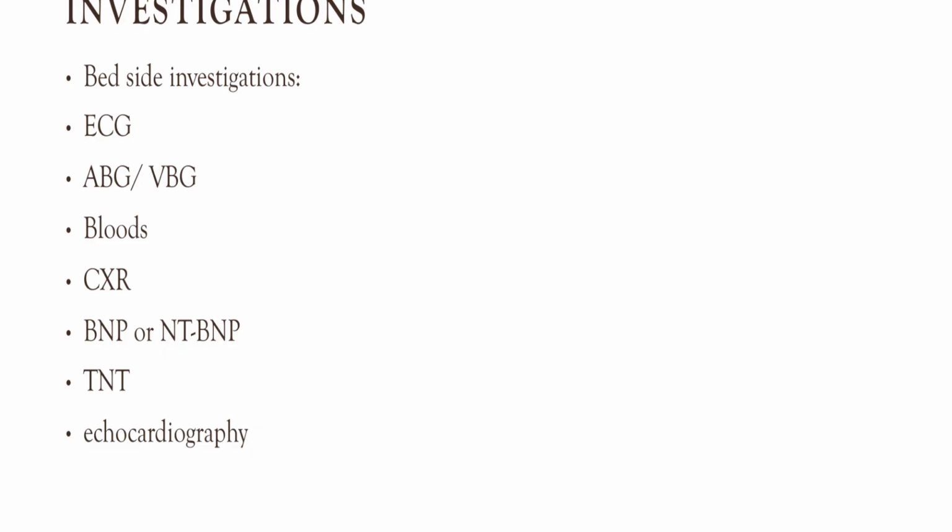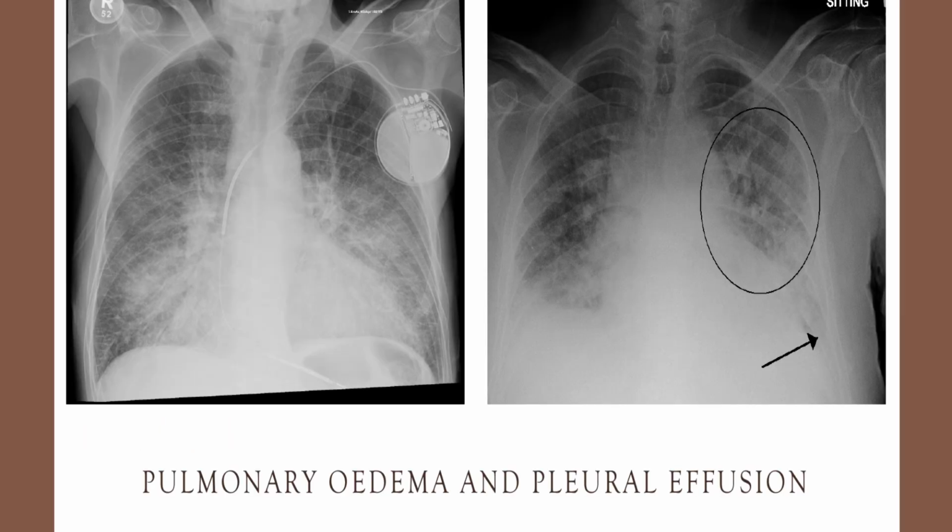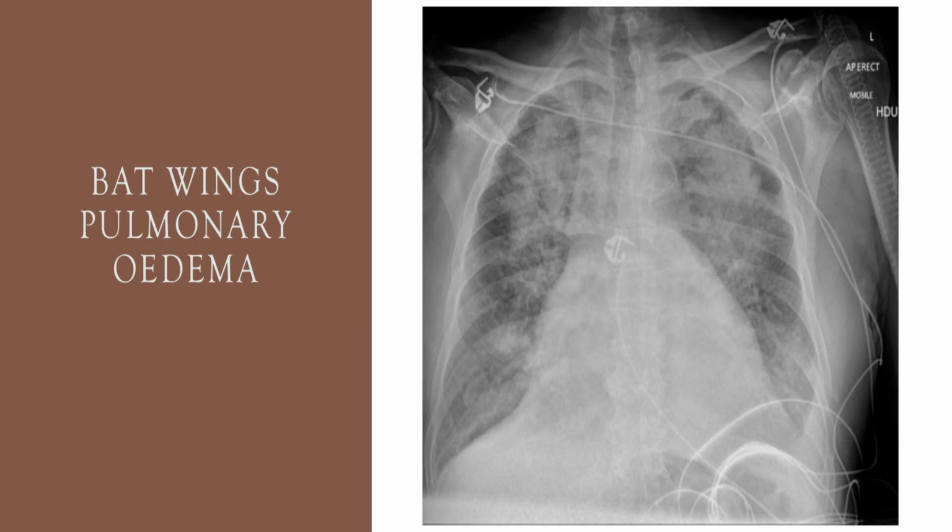Investigation should include ECG, blood tests, natriuretic peptides, chest imaging, and echocardiography. BNP and NT-proBNP are particularly useful in excluding heart failure when low. Pulmonary edema and pleural effusions are common radiographic manifestations. Bilateral pleural effusions often suggest chronic congestion. The batwing pattern represents central alveolar edema.